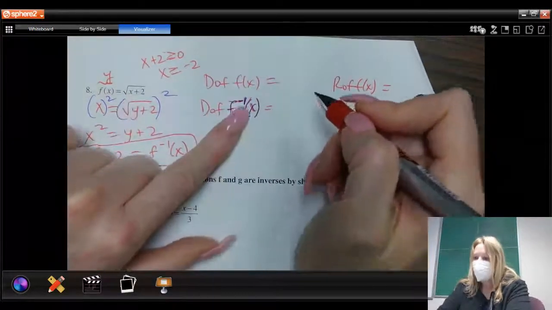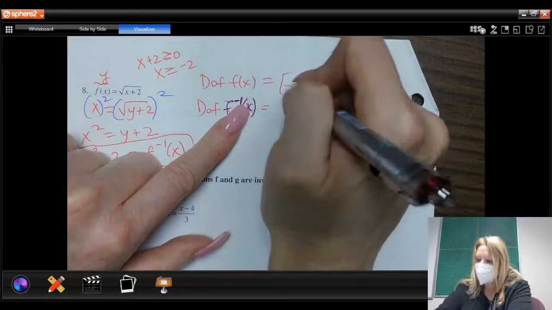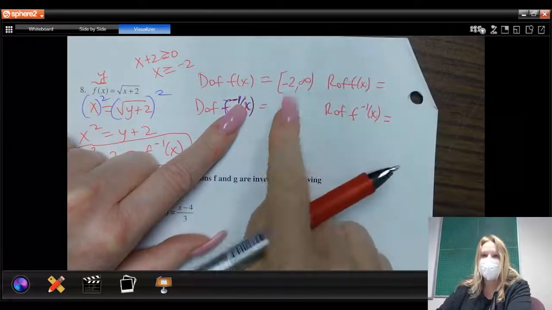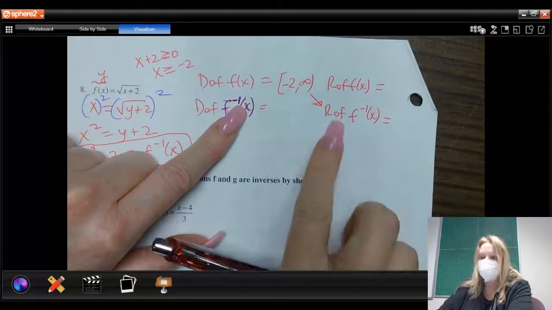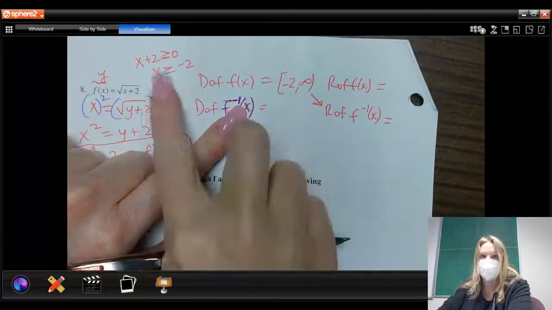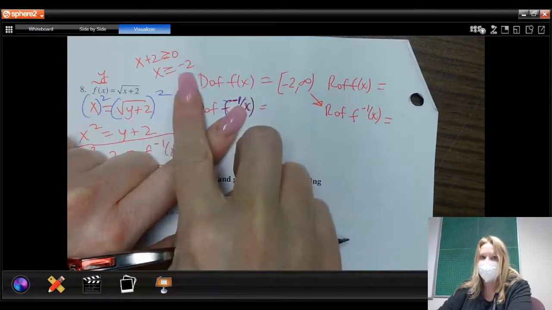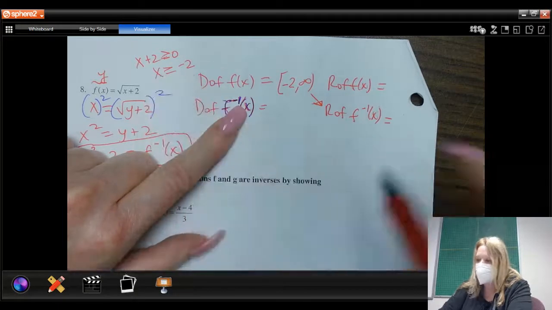Now, sometimes what I do is I do it in interval notation so that when I go to do the range of the inverse, I don't have to remember to switch from x is greater than or equal to negative 2 to y is greater than or equal to negative 2.